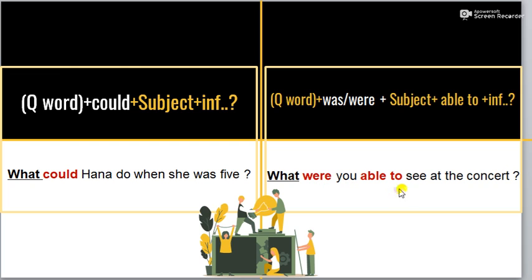What were you able to see at the concert? What plus were, because the subject is plural, then able to plus the infinitive. The bottom line is you can say that we use the same form of yes and no question, but before it we use the question word at the beginning.